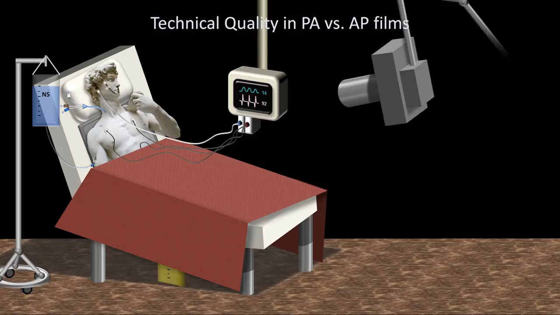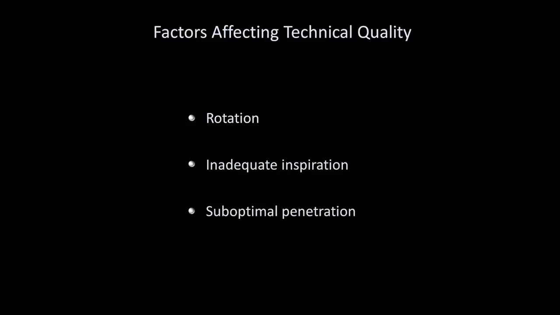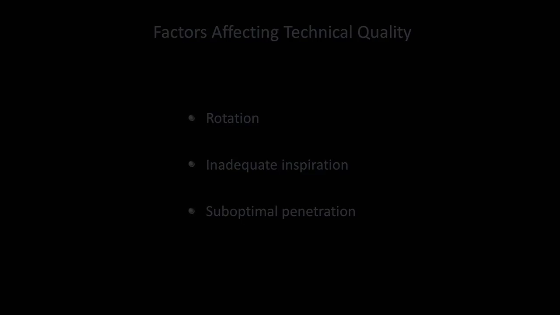As a consequence, the quality of an AP film is almost always inferior to that of a PA film taken of the same patient. Therefore, this video will be predominantly relevant to AP films. So what are the specific factors affecting technical quality? They are rotation of the patient, inadequate inspiration, and suboptimal penetration. I'll review each one at a time.